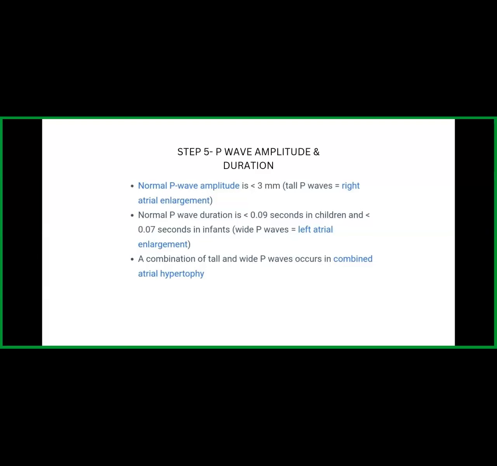We evaluate the P wave. If there is a wide P wave, it is left atrial enlargement, called P mitrale. If it is a tall P wave, it is right atrial enlargement, and it is called P pulmonale. A combination of tall and wide P wave can also occur in combined atrial hypertrophy.